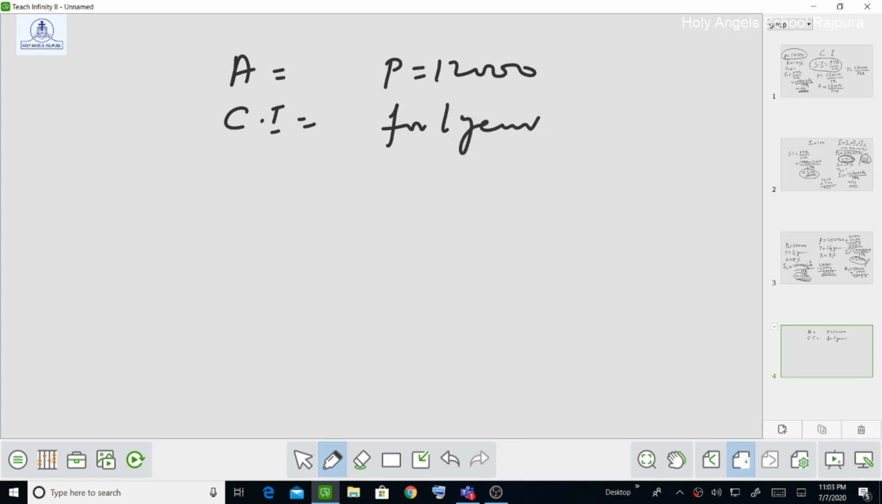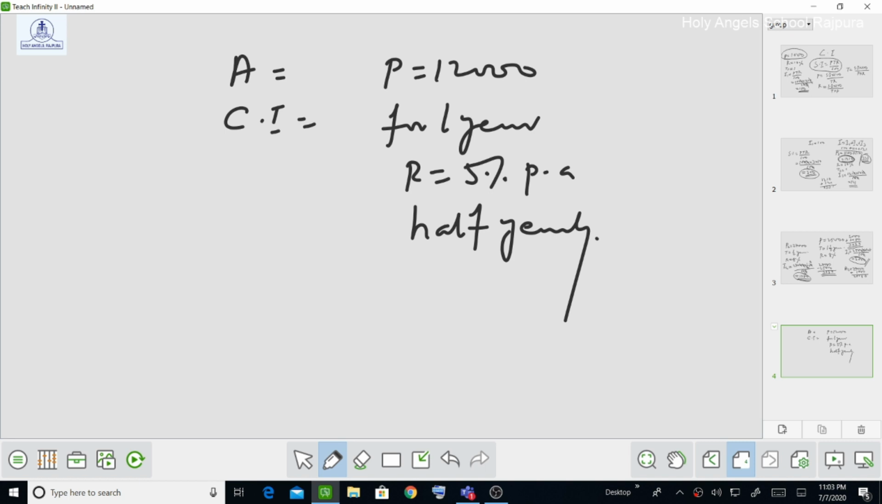At 5% compounded half yearly, 5% per annum. Rate of interest is 5% per annum, compounded half yearly. Here everything is the same, the only thing is that the interest is calculated half yearly, that is, every 6 months, for 1 year.